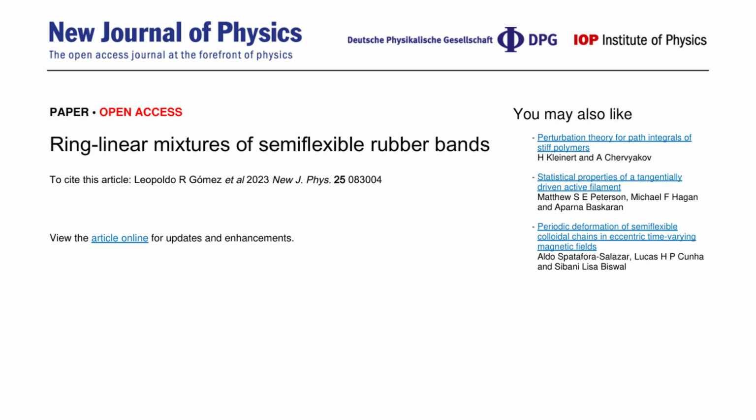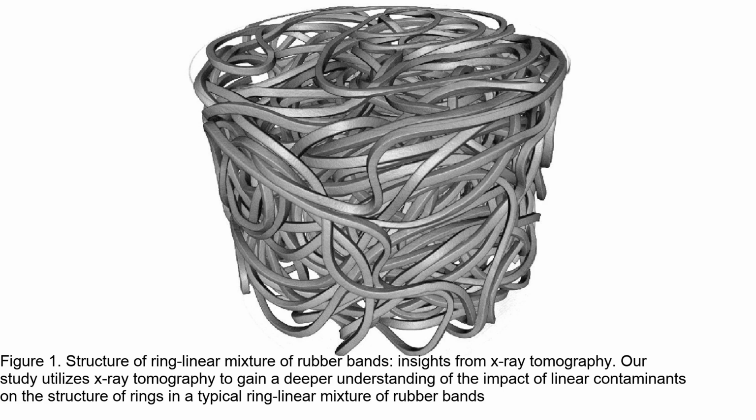It sets the stage for the subsequent sections of the paper, which delve into the experimental methods, results, and discussions, as well as the simulations and their comparison to the experimental findings. Structure of ring-linear mixture of rubber bands. Insights from X-ray tomography. This figure showcases the structure of a ring-linear mixture of rubber bands obtained from X-ray tomography. The study aims to investigate the impact of linear contaminants on the structure of rings in such mixtures.